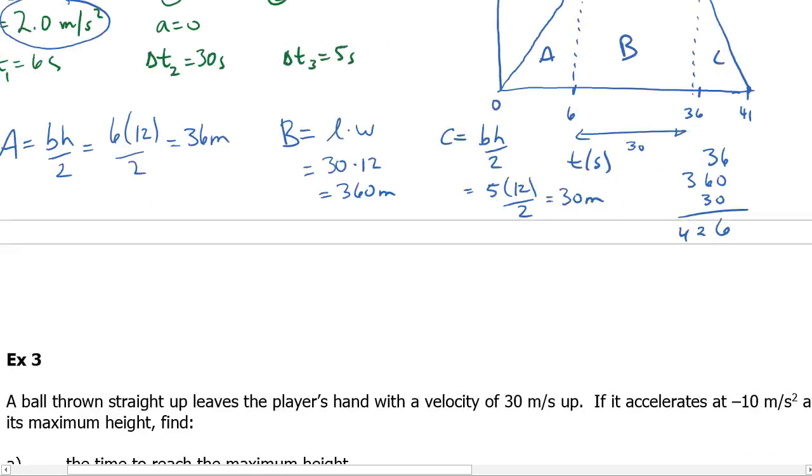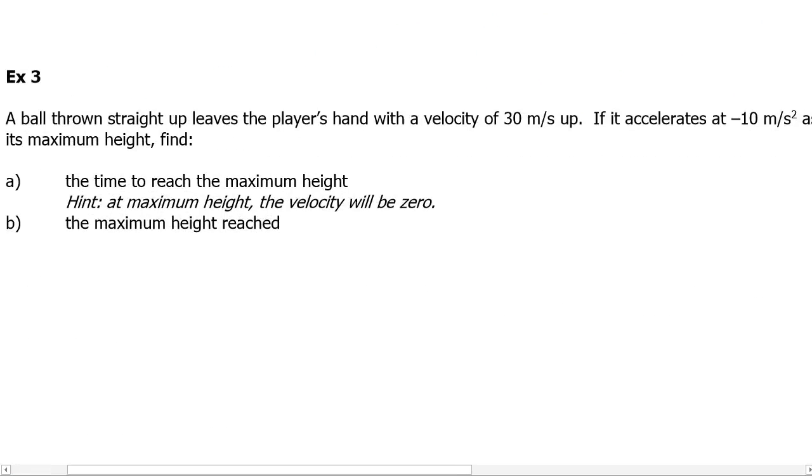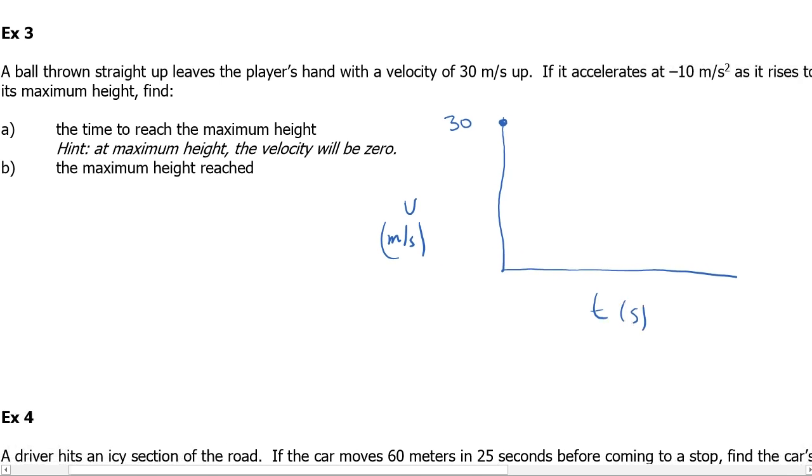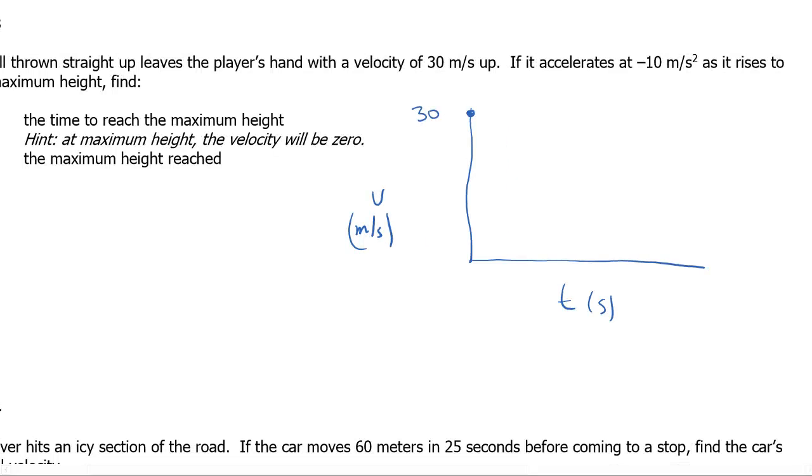There we go. All right. Checking out example number 3 here. A ball is thrown straight up. It leaves the player's hand with a velocity of 30 meters per second up. Oh, sounds like I could start my VT graph already. So here's my VT graph. Here's V. Here's T. It starts at 30 way over here, 30. This is in meters per second. This is in seconds. Okay. If it accelerates at minus 10, in other words, the slope here is going to be minus 10 as it rises to maximum height. Okay, so it's going to be going.